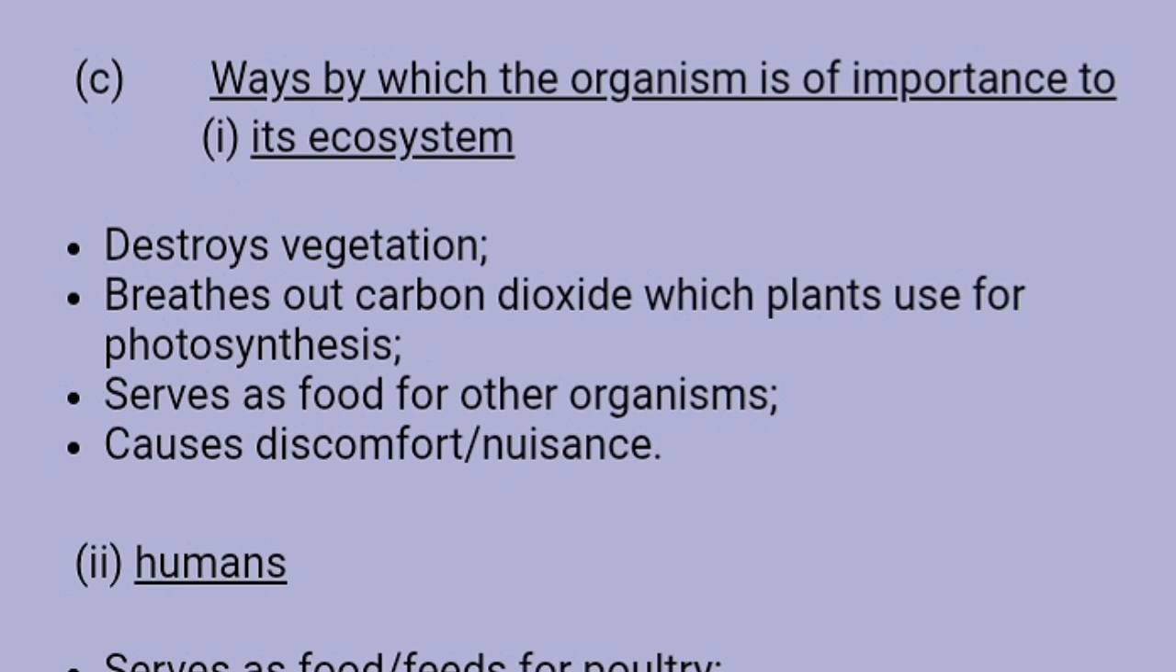Okay, remember, economic importance covers both bad and good effects. So economic importance does not just mean the good things. You must list out the bad side and the good side. So it's just like saying everything about it, how useful they are, how much damage they can cause, and all that. Okay, so to its ecosystem, that's what it can do.